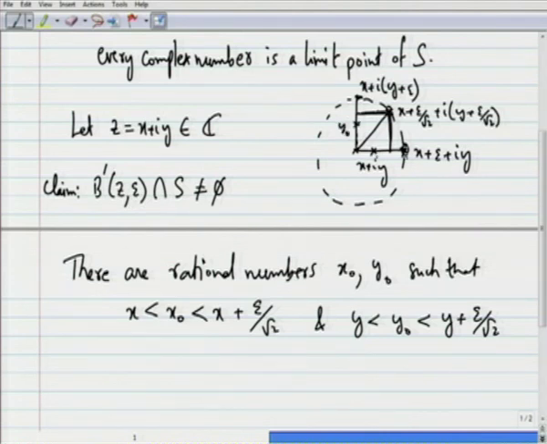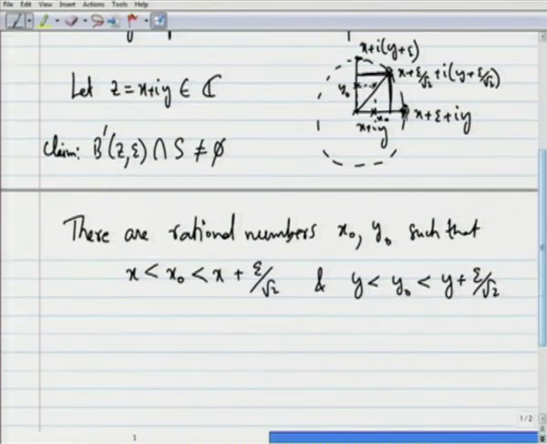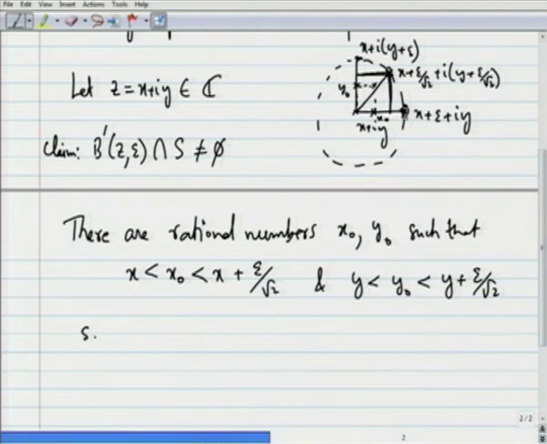This is y naught, this is x naught, let us say. Then x naught plus I y naught is in the interior of that square region. So x naught plus I y naught is definitely a point in the set S, and it is within the epsilon neighborhood. Not only that, x naught plus I y naught is also in the B prime of z epsilon.